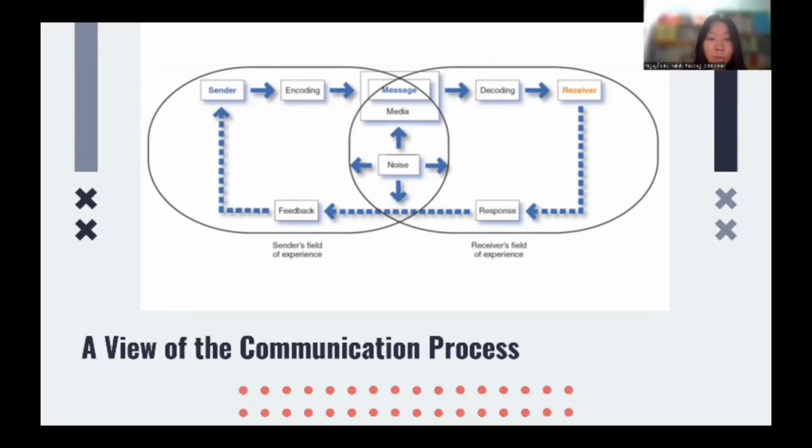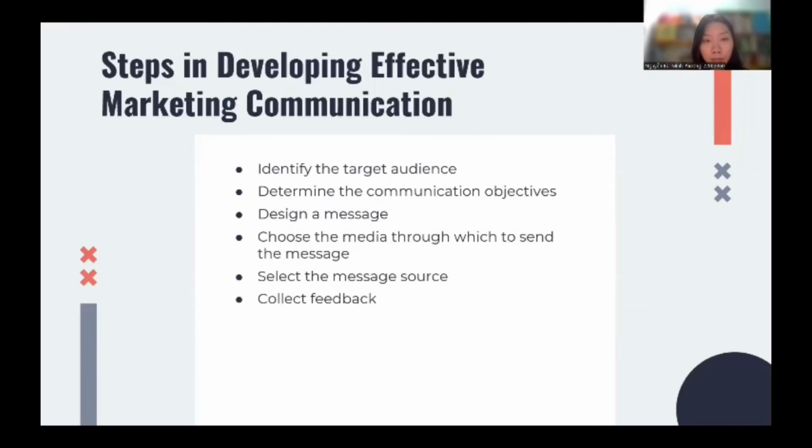So sellers need to know what audiences they wish to reach and what responses they want. They must be good at encoding messages that take into account how the target audience decodes them. They must send messages through media that reach target audiences, and they must develop feedback channels so that they can assess an audience's response to the message. The next one is steps in developing effective marketing communication. So there are a total of 6 steps.